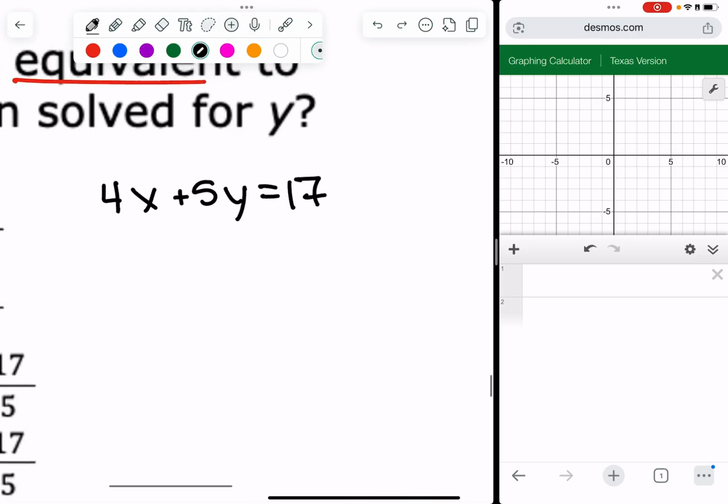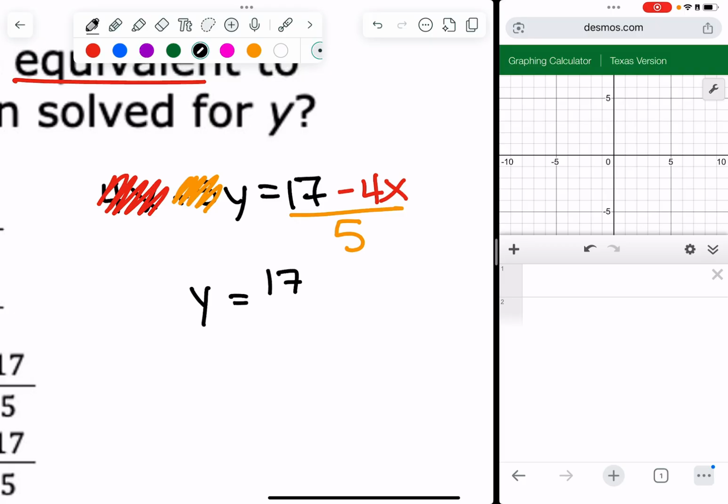When you see it like this, we're always just going to solve for y. So we see a 4x, that's positive, and I know it's positive, so I'm going to put negative 4x. I'm going to delete this. Now, I have this 5 in front of my y. If it's in front, we're just going to divide. So when we delete this, we have y equals 17 minus 4x over 5. This is what I will use in Desmos.